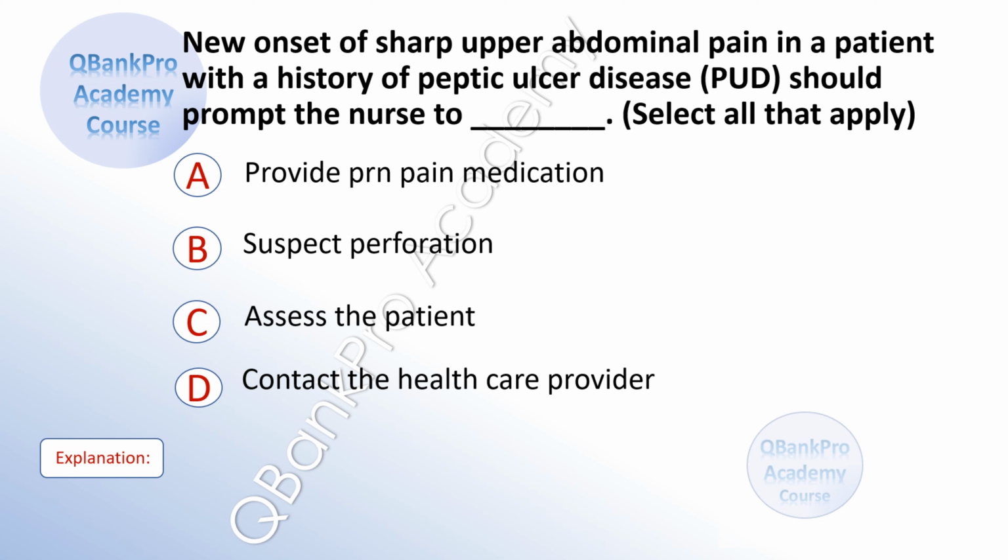New onset of sharp upper abdominal pain in a patient with a history of peptic ulcer disease should prompt the nurse to select all that apply. A. Provide PRN pain medication. B. Suspect perforation. C. Assess the patient. D. Contact the healthcare provider.